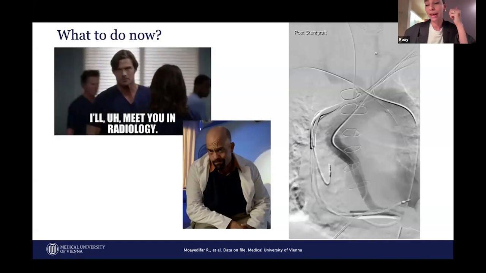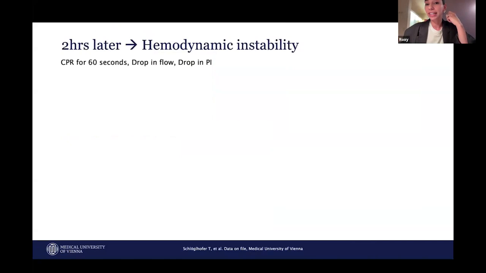Flow was back again. Hemodynamics were okay. Everything was good. The patient went to the ICU. And all of a sudden, 2 hours later in the ICU, the patient became hemodynamically unstable. We actually had to resuscitate him for 60 seconds. There was a drop in flow and a drop in PI. We stabilized the patient, called radiology again, and went back into the CT scan.